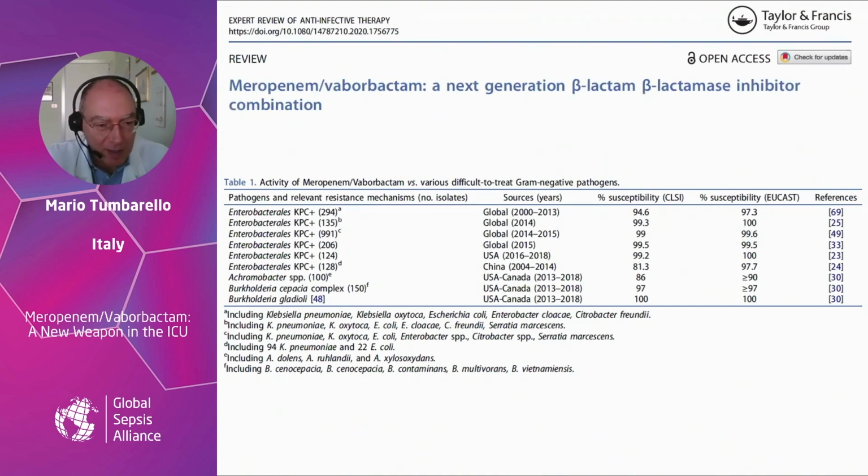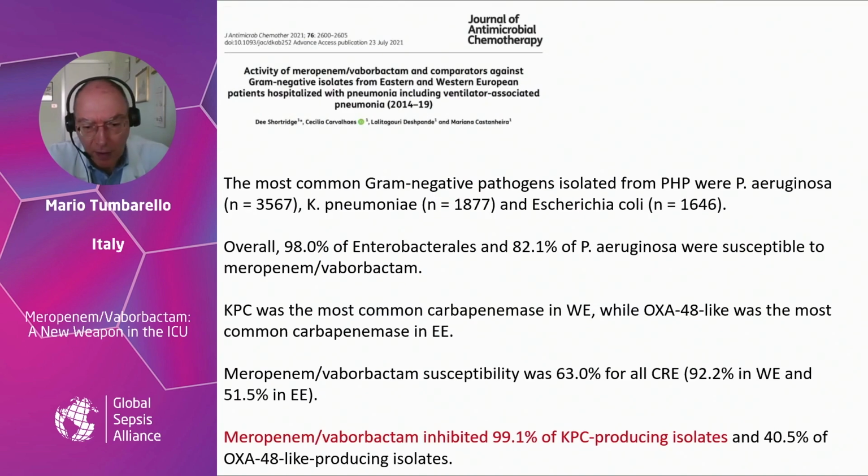Meropenem-Vaborbactam has a spectrum of activity that is the same as the old meropenem with the inclusion of the KPC-producing Enterobacteriaceae. The drug is not active on the OXA enzyme and the metallo-beta-lactamase producers, but is a very good drug for the KPC producers. In this study, including a lot of KPC-producing isolates, the result is very good for Meropenem-Vaborbactam with inhibition in 99% of isolates.